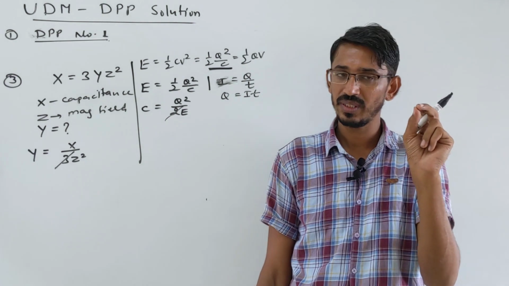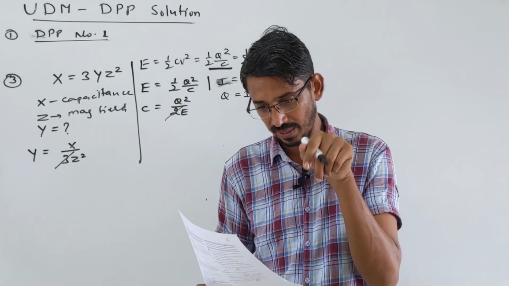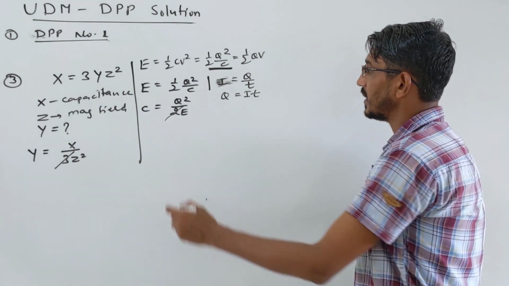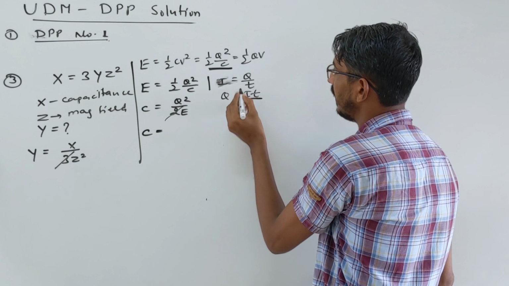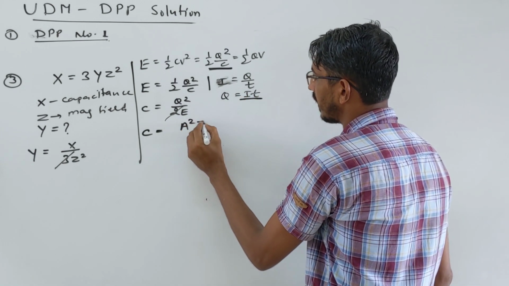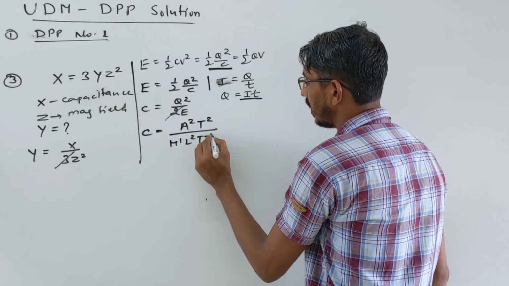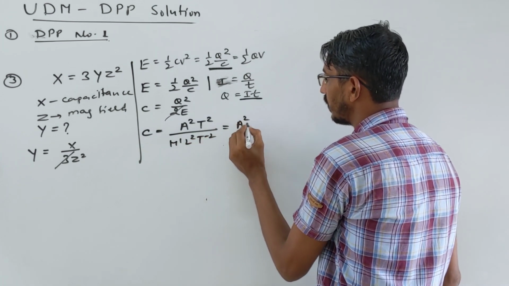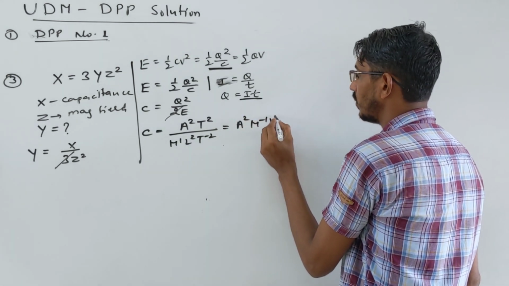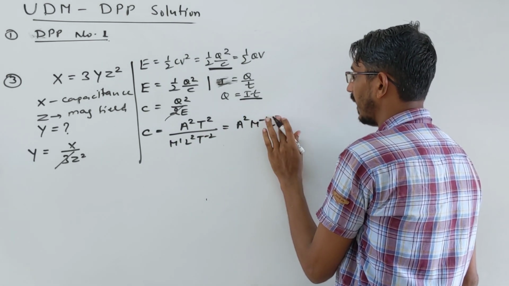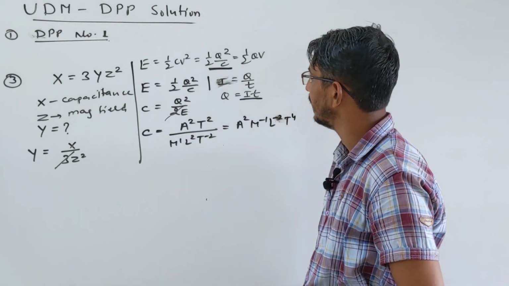Current dimension is written as ampere, A symbol or I symbol, depending on the question. Here they wrote the A symbol for current. So let's answer now: what is the dimension of capacitance? C is equal to Q square, meaning I into T, ampere square times T square, divided by energy, M power 1 L power 2 T power minus 2. So this becomes A power 2, M power minus 1, L power minus 2, and T power plus 4. This is one thing we needed.